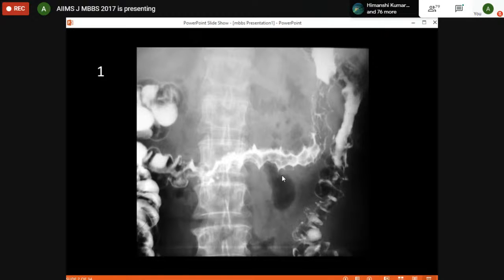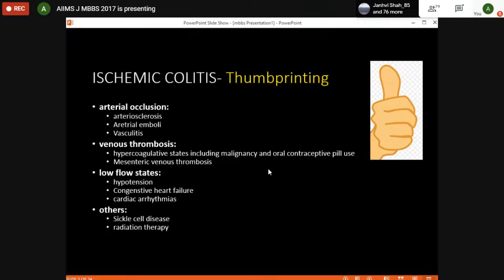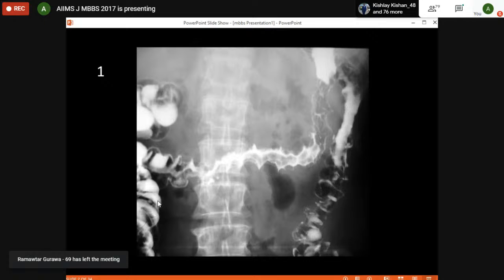It appears as if this is the thumb of a person. And why has this kind of appearance come? Because there is congestion of the mucosa due to some reason. Most commonly, this is seen in ischemic colitis, as was answered by Aditya. Okay, good Aditya, this is a good answer. Ischemic colitis commonly gives rise to the thumb printing appearance. Why? Because there is absence of flow to the bowel, which leads to congestion of the mucosa, and the congested mucosa will swell up and give rise to a thumb-like appearance. So this is the very classic thumb printing appearance seen in ischemic colitis. So what leads to ischemic colitis? What will happen that will lead to ischemia of the bowel?